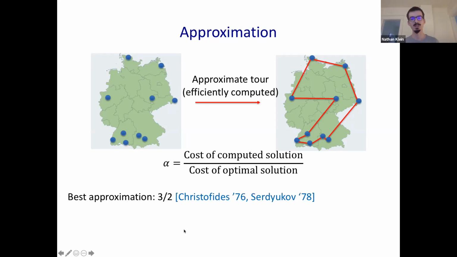And the best approximation algorithm for this problem was from 1976 by Christofides and independently 1978 by Serdyakov, and has a ratio of 3/2, or in other words, it always produces a tour at most 50% longer than the optimal one. And it does so in polynomial time.